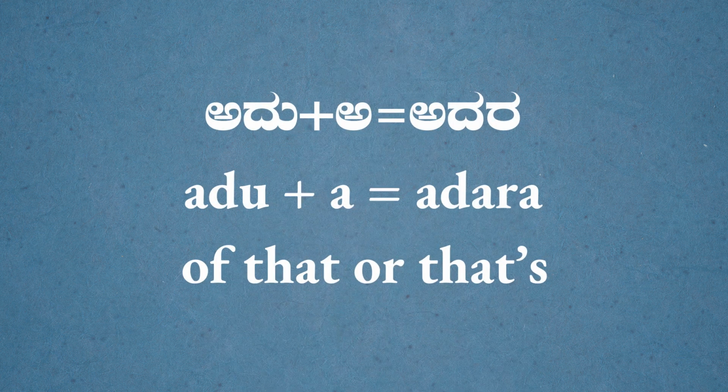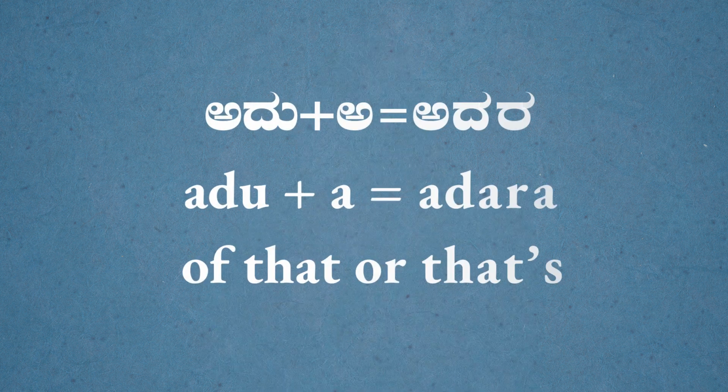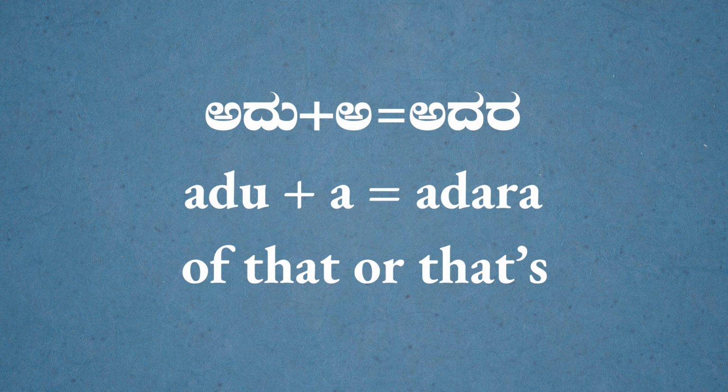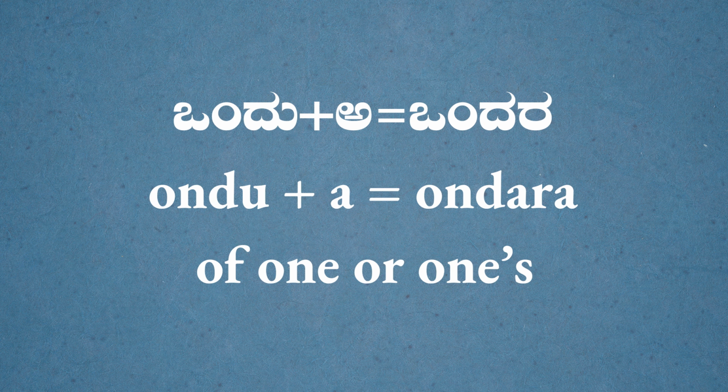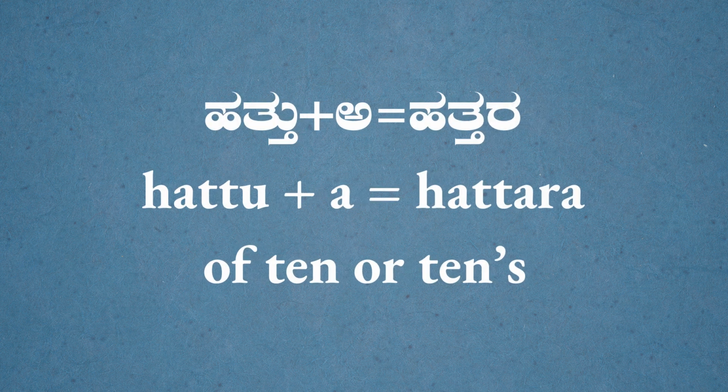Adu plus a becomes adara. Please note that "ar" is added here. So, adu plus a becomes adara. Adara means "of that". Vandu plus a becomes vandara. Vandara, which means "of one". Hattu plus a becomes hattara. Hattara, which means "of 10".